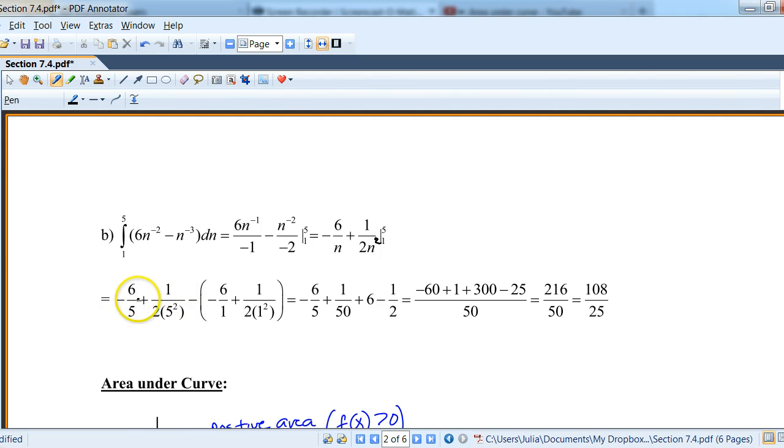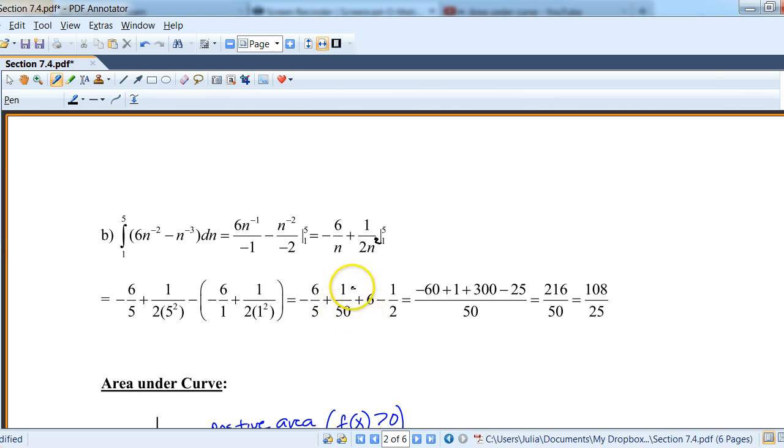So minus 6, so we'll plug in the 5 first. Minus 6 over 5 plus 1 over 2 times 5 squared. And then minus, and then we'll plug in the 1. Negative 6 over 1 plus 1 over 2 times 1 squared, basically. So I get negative 6 over 5 plus 1 over 50. Again, I like to write this out. It really helps later. Plus 6 minus 1/2.